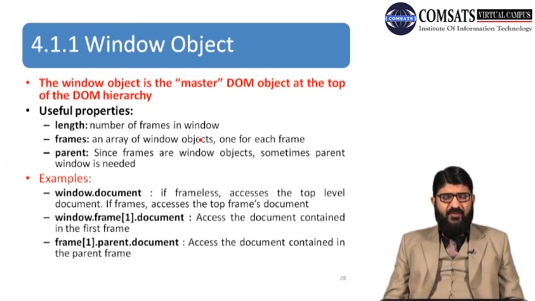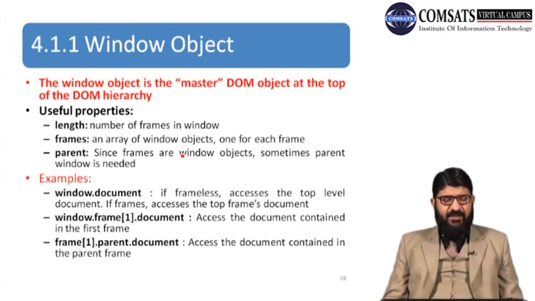What are the properties for window DOM object? Length. It will show you the number of frames in particular window. The second one is basically frame. Frame is basically an array of Windows object and one for each frame. And then the parent, and some frames are the Windows object, and sometimes parent window is also required.